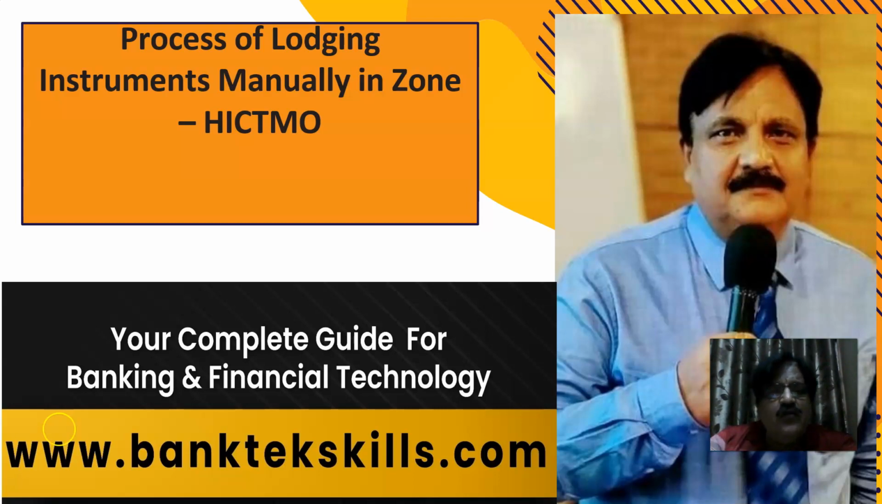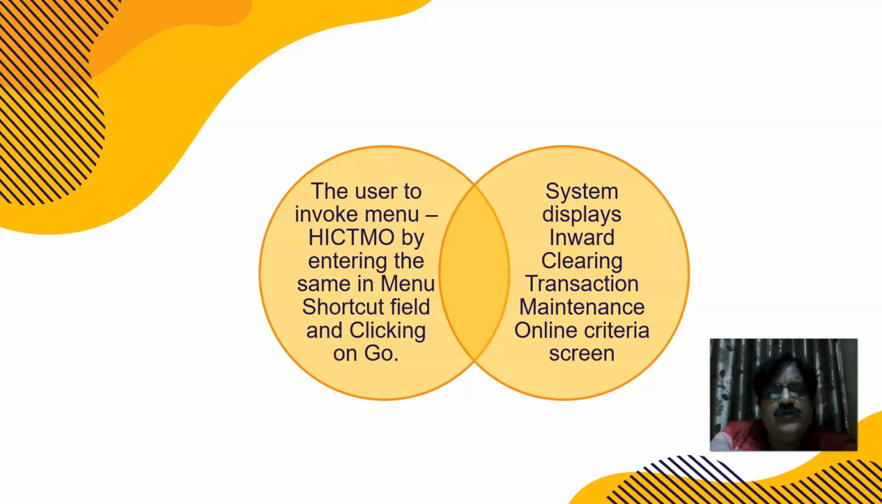So let's start with how we lodge the instruments. This is the second video in the process. Prior to this, I had shown you how to open the zone. Now we'll post the instruments which belong to our bank. So let's go further. The user has to invoke menu option HICTMO. The first step, HMICZ, that is opening of the zone, will be system generated. Then we have this HICTMO by entering the same in the menu shortcut field and clicking on go.